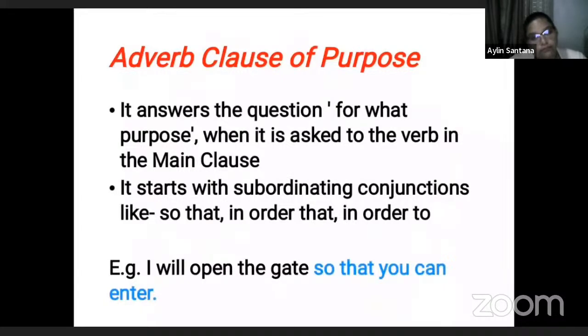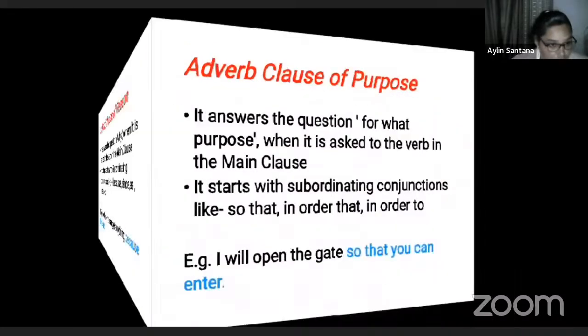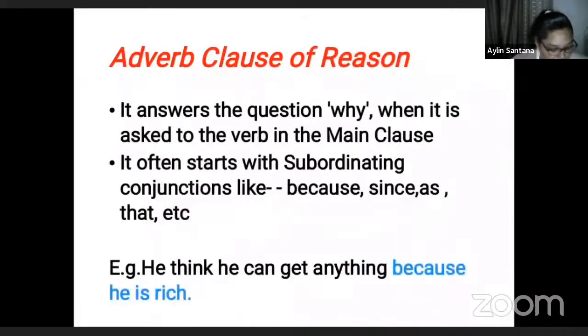Let's see. For what purpose will I open the gate? So the answer is so that you can enter. So like this, it answers the question for what purpose when it is asked to the verb in the main clause. So let's see the next type of adverb clause, that is adverb clause of reason.